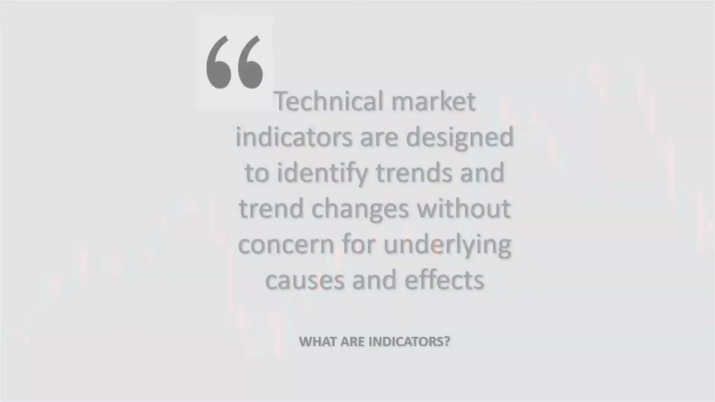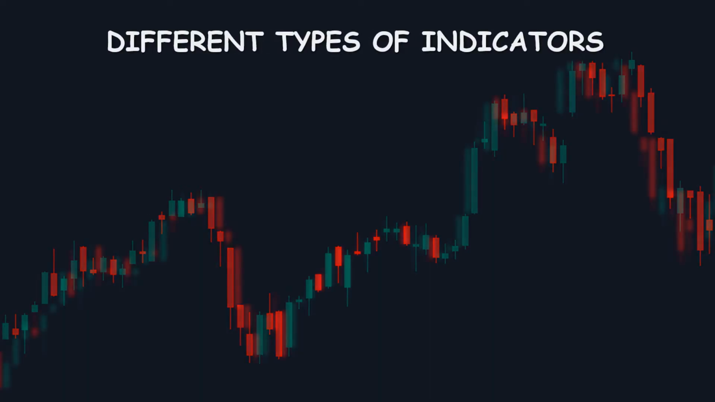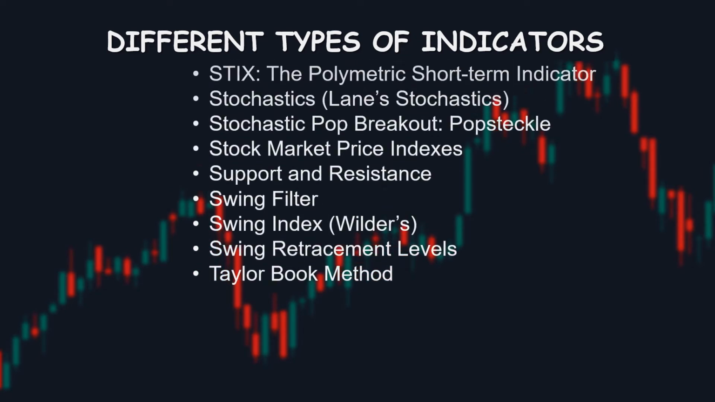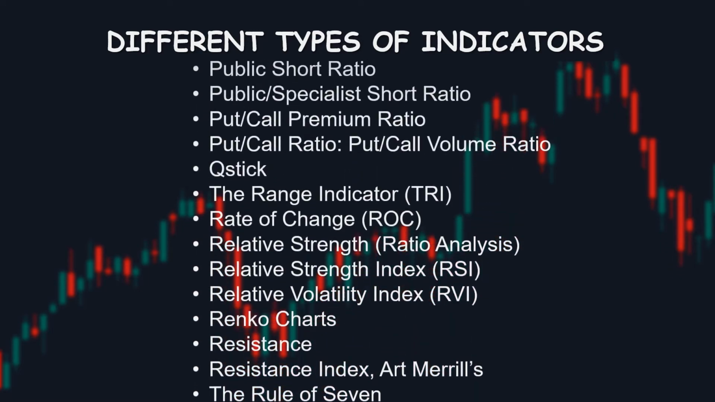Technical market indicators are designed to identify trends and trend changes without concern for underlying causes and effects. A technical analysis indicator is nothing but a graphical representation of price action. There are hundreds of indicators that exist, and these indicators were developed over decades of close daily observation of market price action behavior by intensely involved market participants.